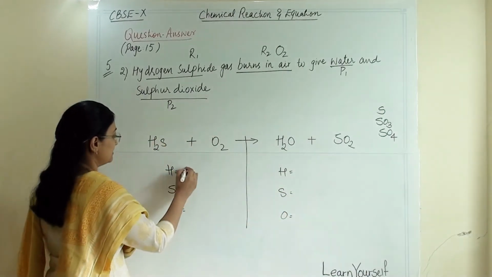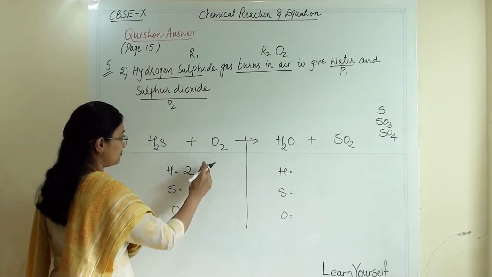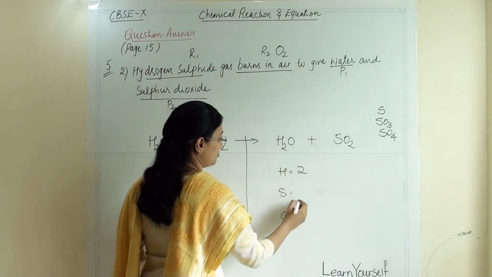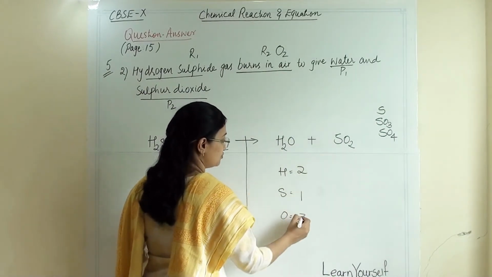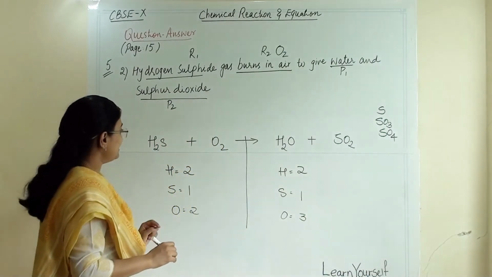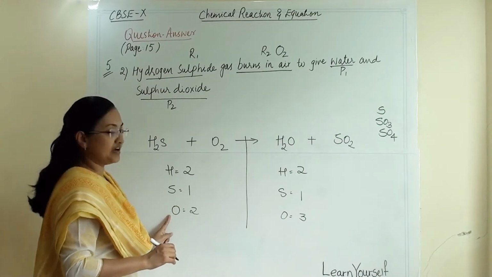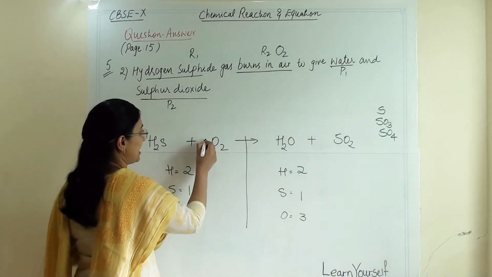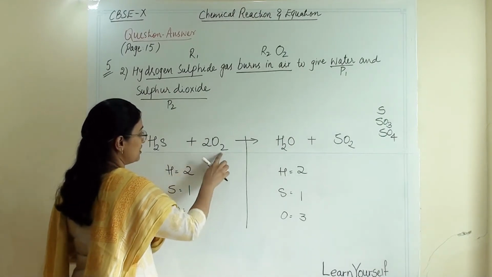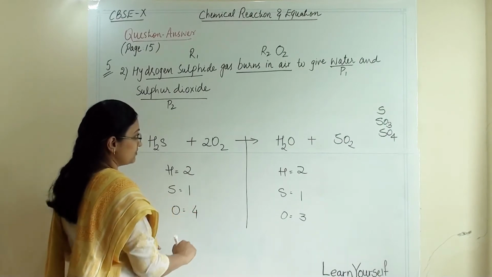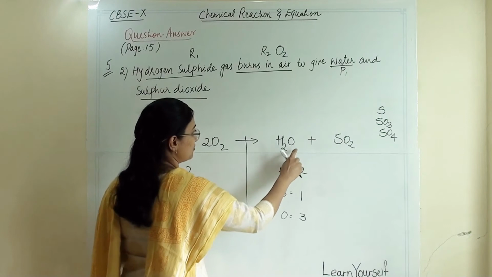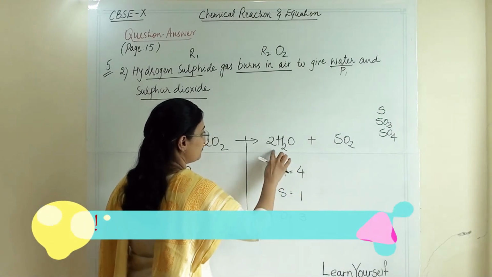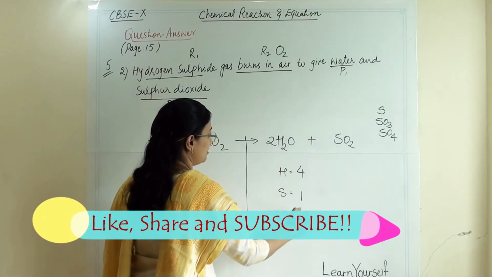So let us count them. Hydrogen 2, sulfur 1, oxygen 2. Now on the product side, hydrogen is 2, sulfur 1, and oxygen 1 plus 2, so they are 3. So now let us try to balance them. First we will try to balance oxygen. Here they are 3, here they are 2. So if I add 2 here, now my oxygen is 4. So let us make them 4 here by adding 2.